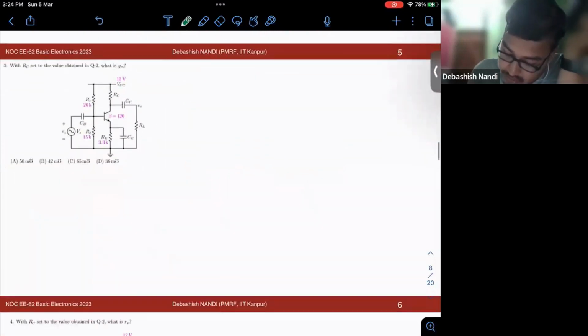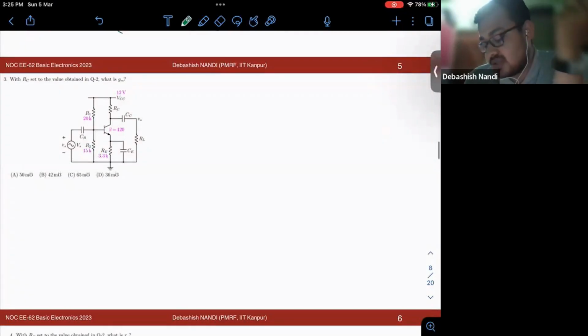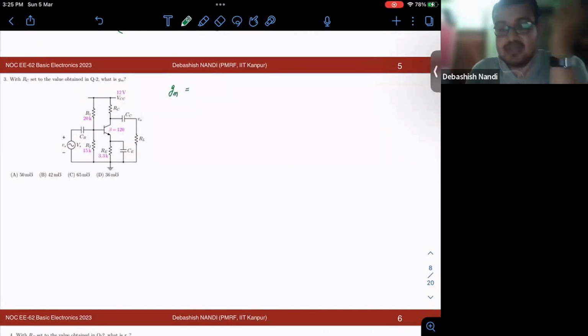So, moving on to problem number 3. With RC set to the value obtained in Q2, what is GM? They want us to find out GM. So what is the definition of GM? What is GM actually? Anyone? Can you unmute and tell me?